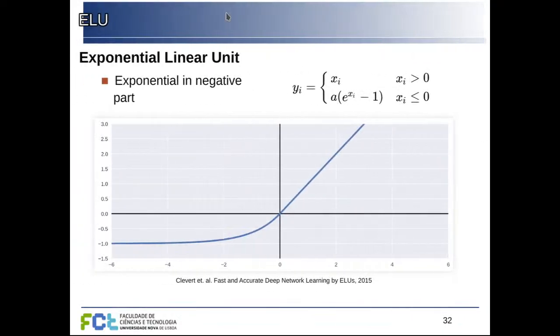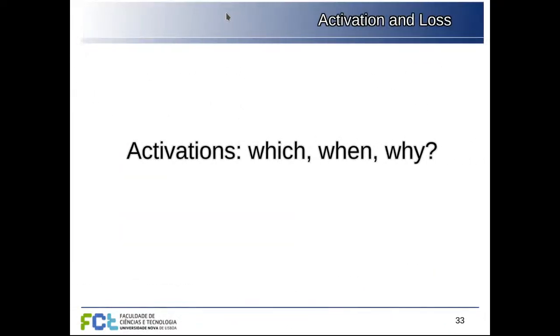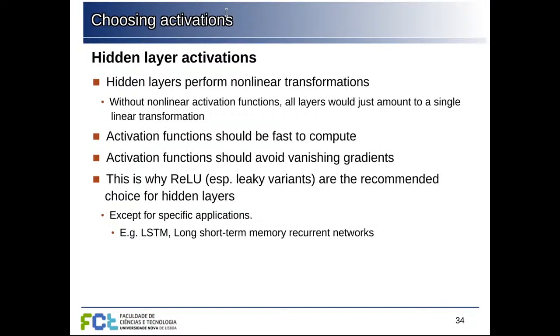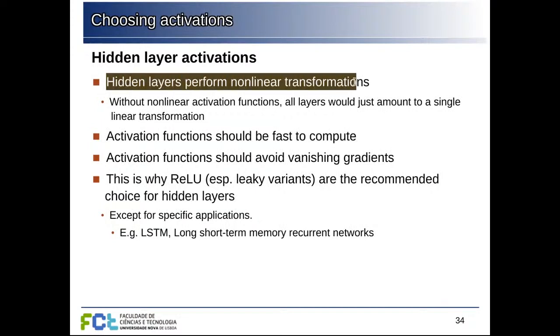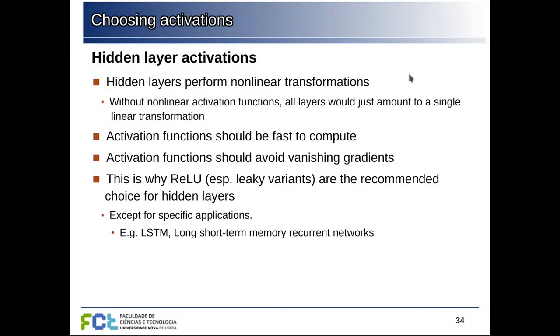Okay, so these are several activations we can use, and when we are in the hidden layers, all we need is to perform a nonlinear transformation of the input for that layer. So we need some nonlinearity on the activation, but ideally we need activations that are fast to compute and that do not suffer from the vanishing gradients problem.